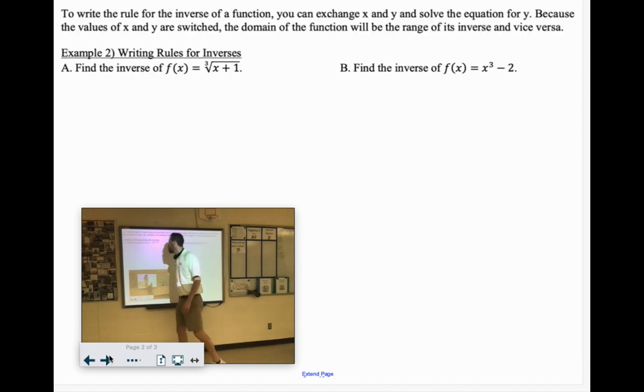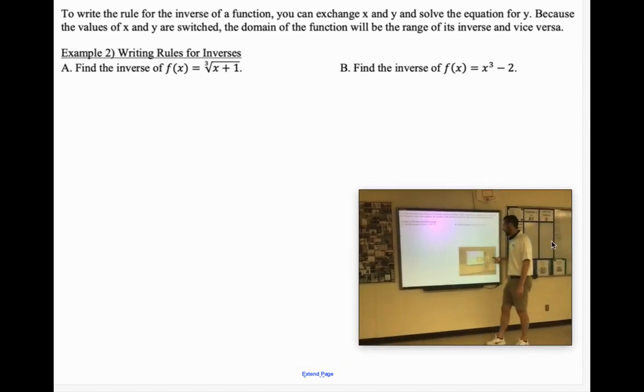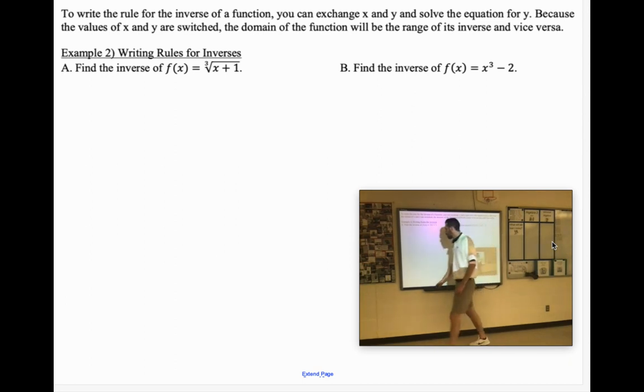So let's kind of get this one started. We might have a chance to do this here. To write the rule for an inverse function, you exchange the x and y and solve the equation for y. Because the values of x and y are switched, the domain of the function will be the range of its inverse and vice versa. So if you look here, let's think of the domain and range as it is.